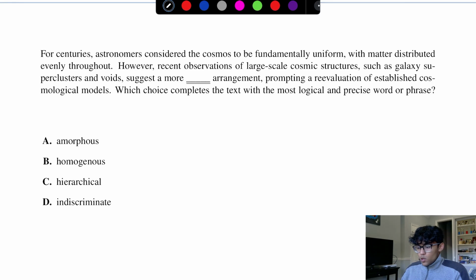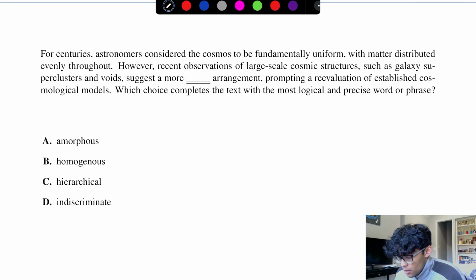All right, time for the last question. For centuries, astronomers considered the cosmos to be fundamentally uniform, with matter distributed evenly throughout. However, recent observations of large scale cosmic structures, such as galaxy superclusters and voids, suggest a more blank arrangement, prompting a reevaluation of the established cosmological models.